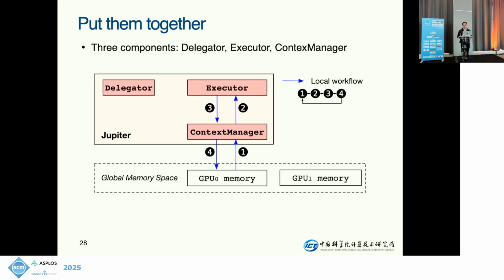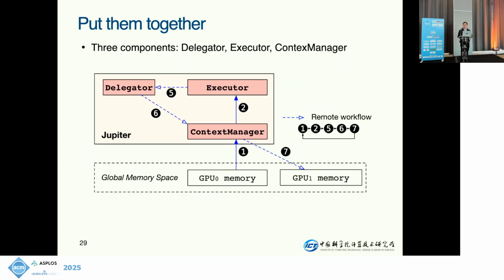Our system Jupiter maintains three components: the delegator, the executor, and the context manager. The local workflow reads the data from local memory and assigns tasks to the executor for parallel search on CUDA cores. Then the executor writes the output result back to the local GPU memory.